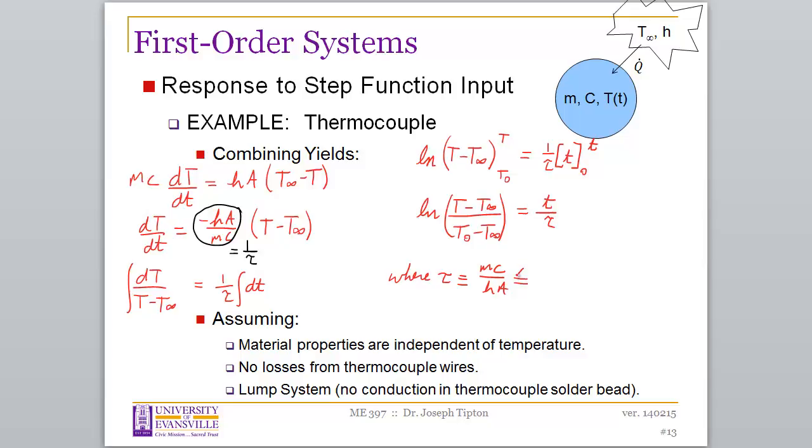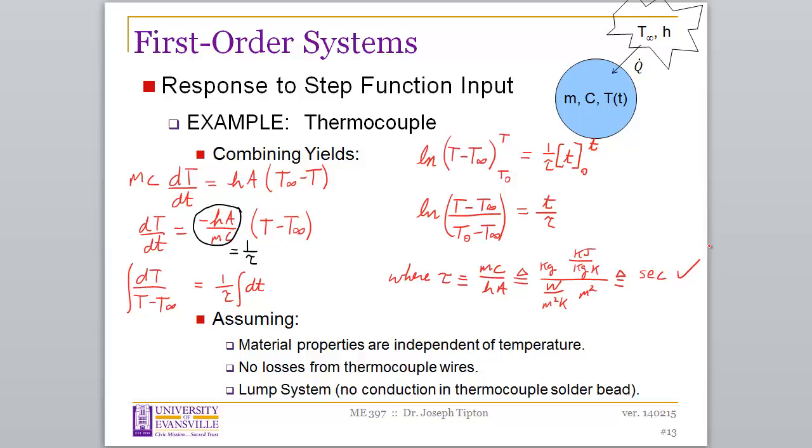And so if we look at this from a dimension point of view, well, mass would be in kilograms. Specific heat would be in something like kilojoules per kilogram degree Kelvin. My convection coefficient is in watts per meter squared Kelvin. And my surface area would be in square meters. So carrying this out, remember a watt is a joule per second. So everything cancels out except seconds, and we're left with seconds for my units.